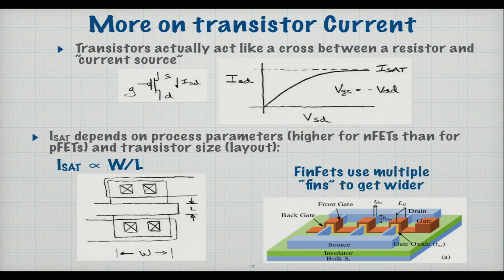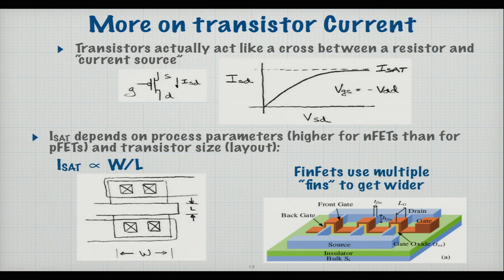When we cascade gates together, there's a really interesting behavior. The transistors actually act like a cross between a resistor and a current source. The so-called ISAT, the maximum current that we can get out of a transistor, is when the gate voltage is fully charged and there's a maximum voltage from source to drain. That's this amount of current here. That's proportional to the width and the length of the transistor.